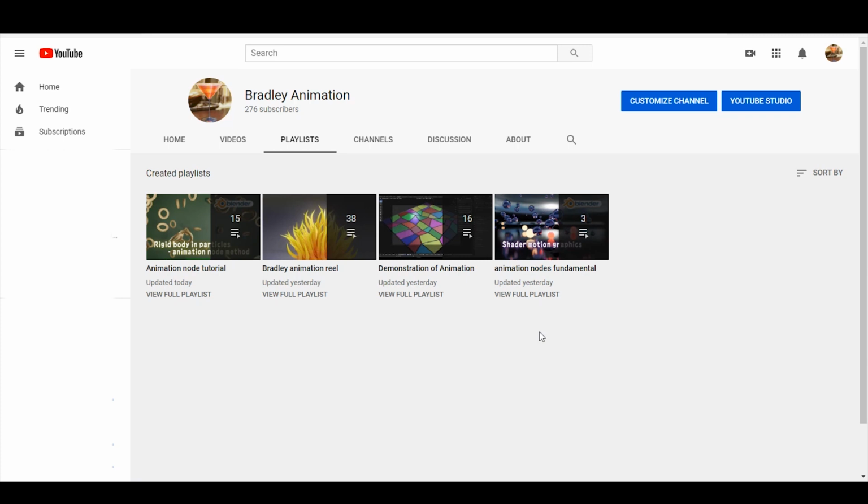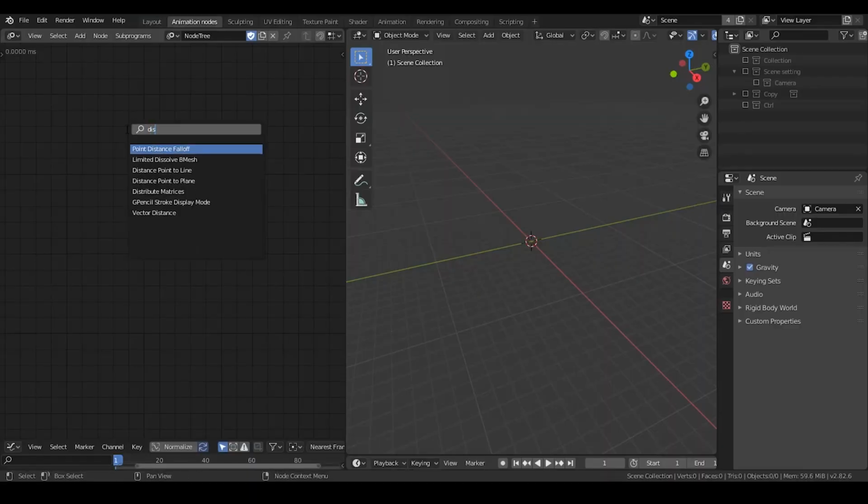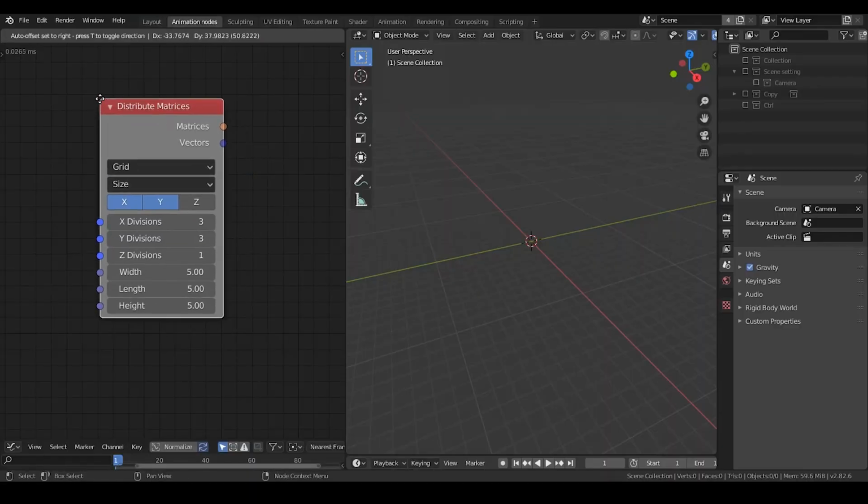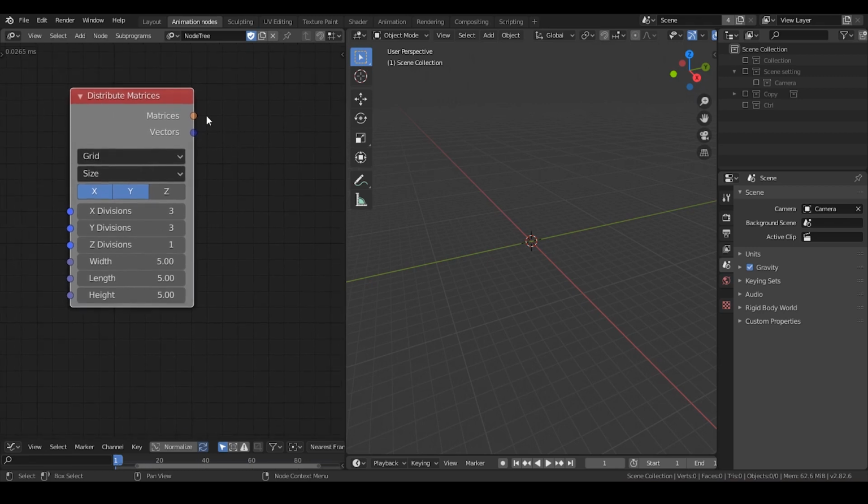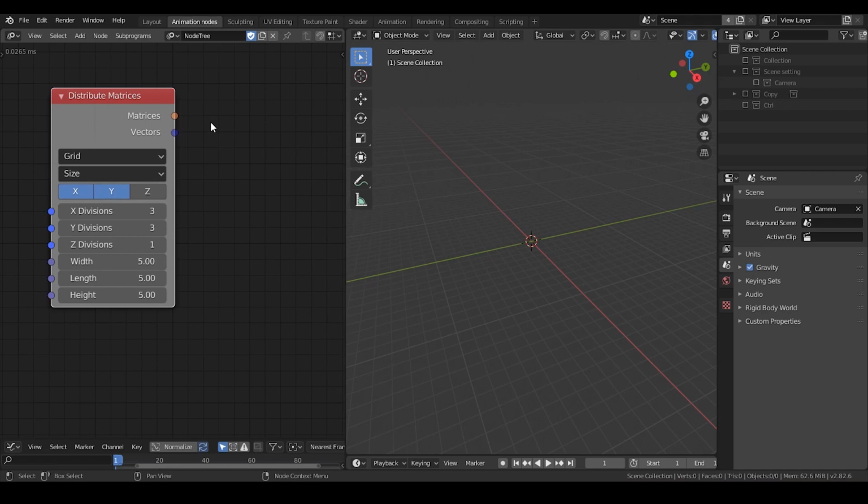Anyway, today's topic is going to discuss the difference between vector and the matrix, which I think is very important. If you have watched many of my tutorials, a node that I frequently use is Distribute Matrices. Interestingly, it has two sockets. One is matrices, and the other is vectors. At some level, they're the same. Both of them can distribute objects over a 3D space.